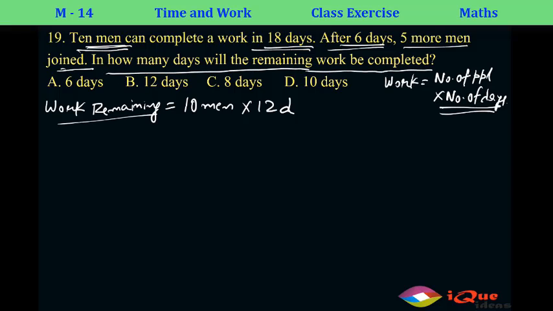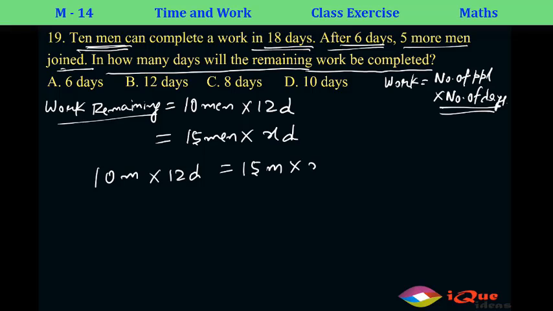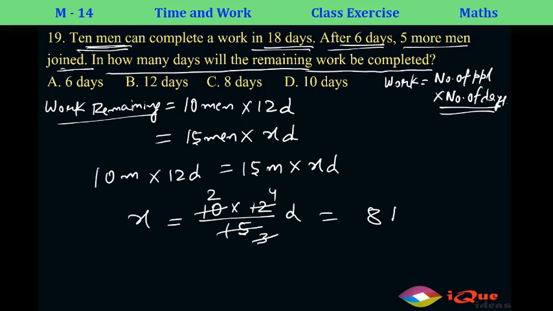So the remaining work can also be taken as 15 men into, let's say, X days. This is what we have to calculate. So we have 10 men into 12 days equal to 15 men into X days. So from here, the value of X will be equal to 10 into 12 divided by 15 days, right? So 5 cancels 10 2 times, 5 cancels 15 3 times, 3 cancels 12 4 times. So 2 into 4 is 8 days, right?